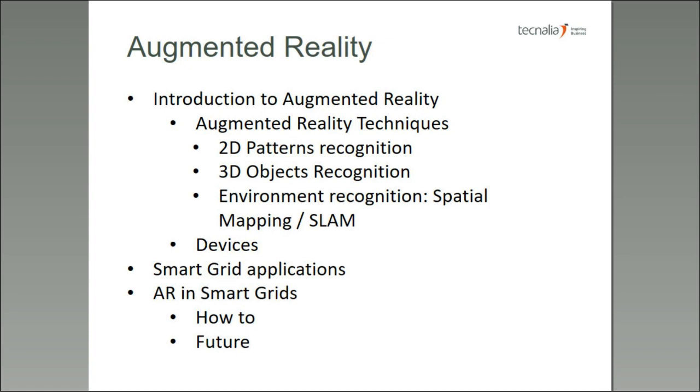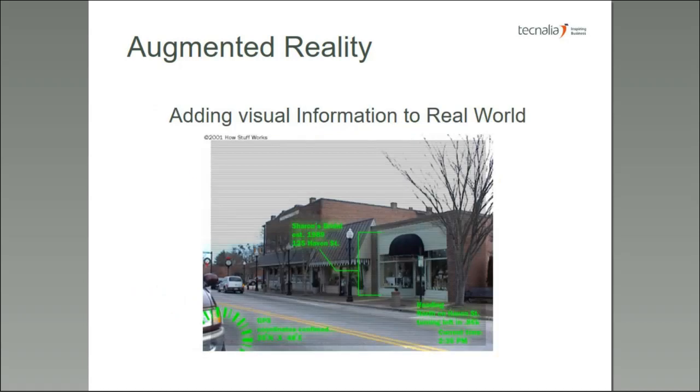Today, first of all, I will give an introduction to augmented reality, talking about different augmented reality techniques, because I think it is important to know what this technology can do with real objects or environments. I will also talk about different devices that can be used to experiment augmented reality and their pros and cons. Then, I will show more different applications for smart grids. Finally, I will talk about how to test this technology and about the expected future of the augmented reality.